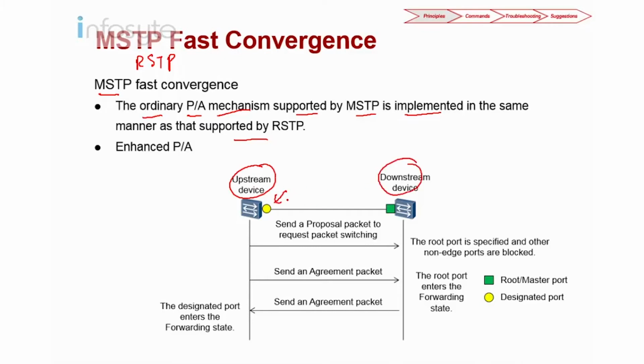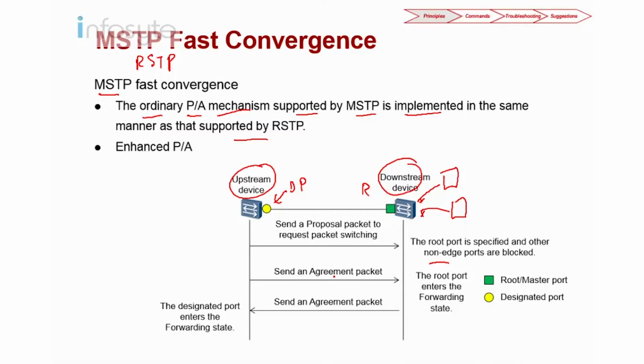So here we are going to send a proposal. Here we have a designated port, and here we have the root port. When the upstream sends the proposal to the downstream, assuming that you do have a non-edge port, it is going to block this port temporarily. So the root port is specified and the other non-edge port will be blocked.